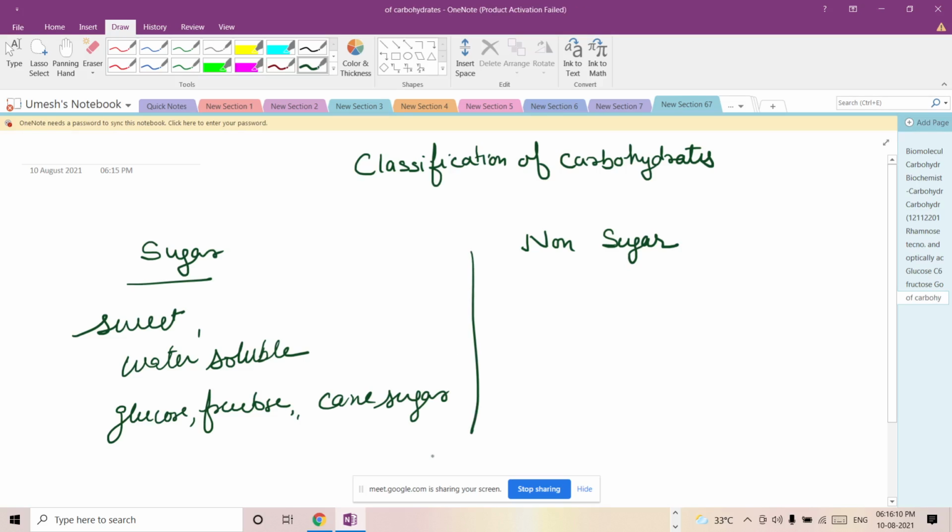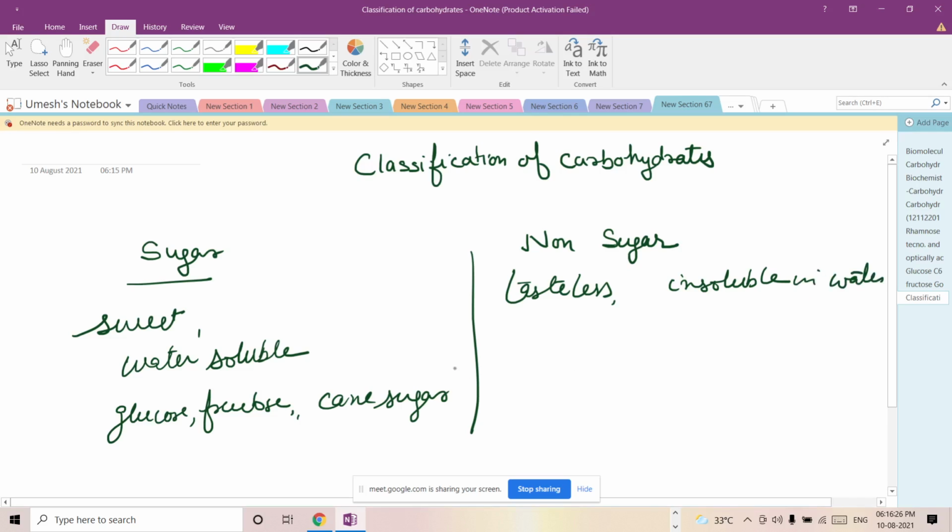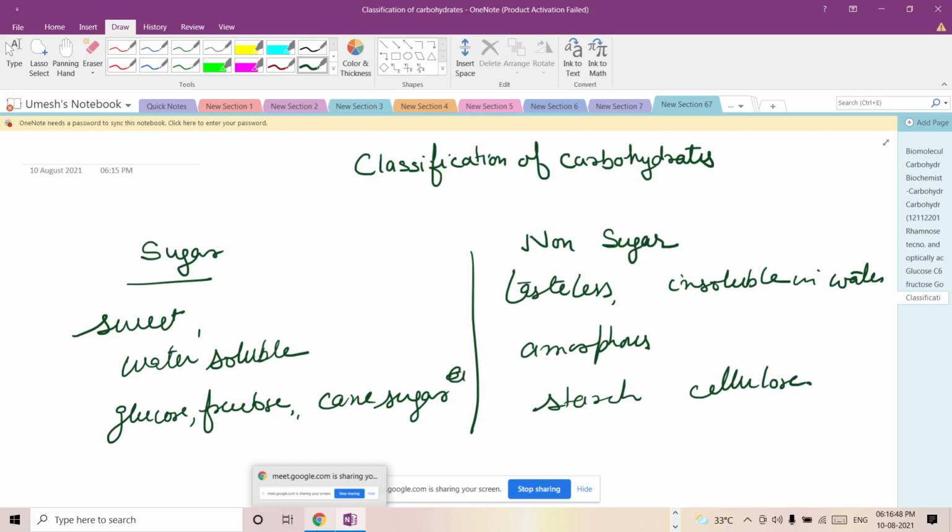Right? These are sugar. And non-sugar are those which are tasteless, insoluble in water. These are amorphous. For example, starch, cellulose. These are non-sugar. So we can classify them as sugar and non-sugar.